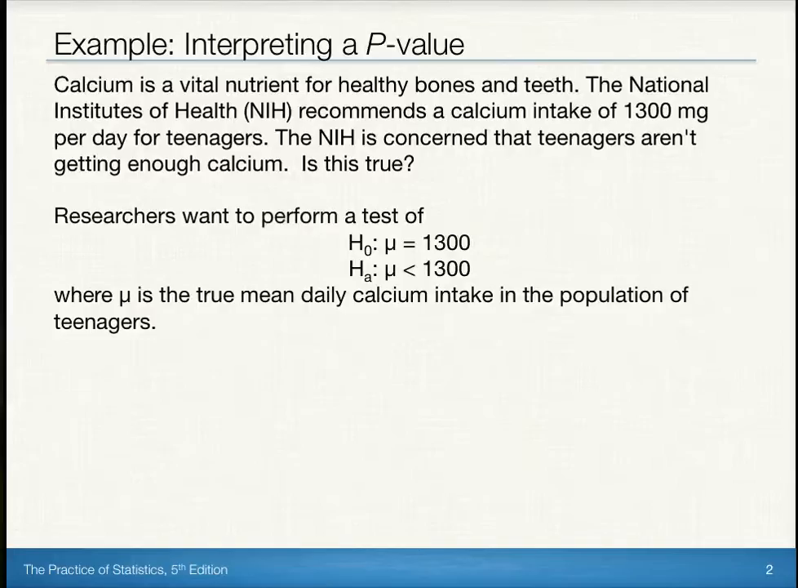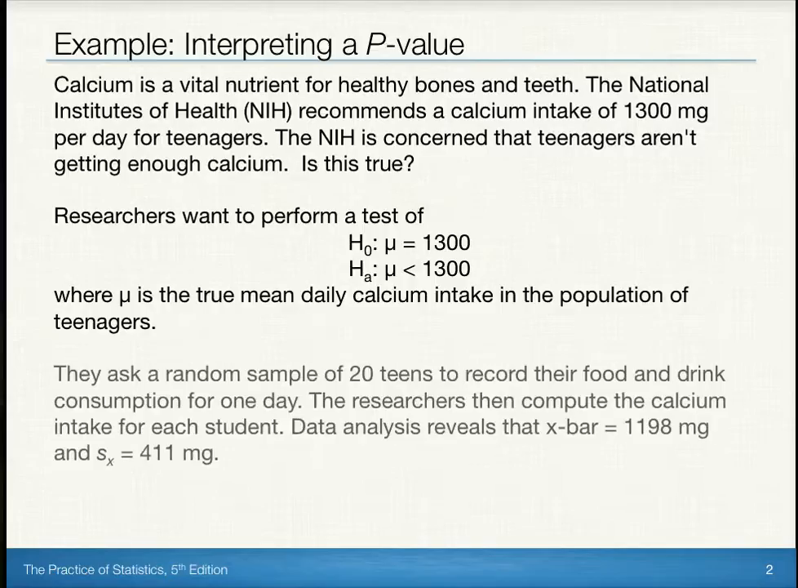Is this true? Well, researchers want to perform a test of the null hypothesis mu equals 1,300 and the alternative hypothesis mu is less than 1,300, where mu is the true mean daily calcium intake in the population of teenagers. Suppose they ask a random sample of 20 teens to record their food and drink consumption for one day. The researchers then compute the calcium intake for each student.